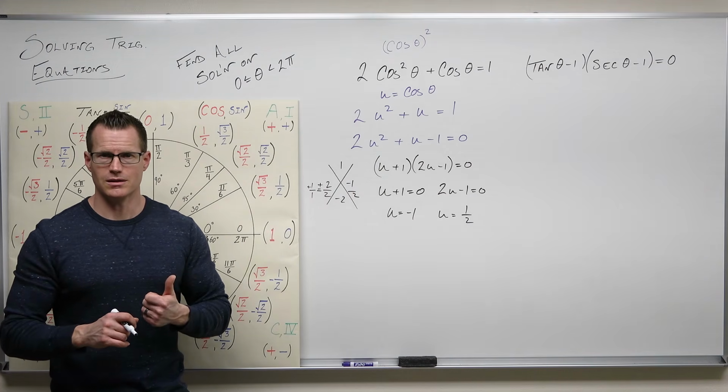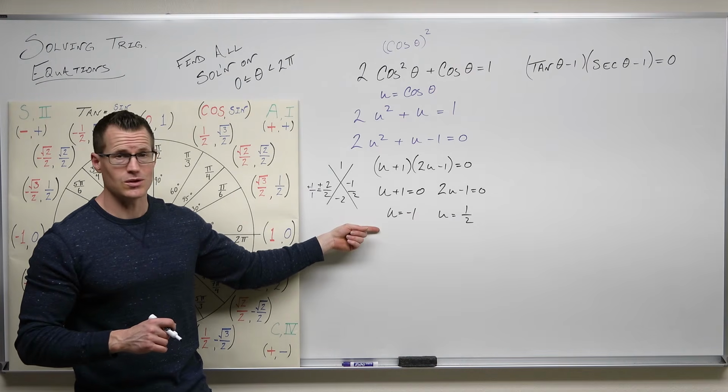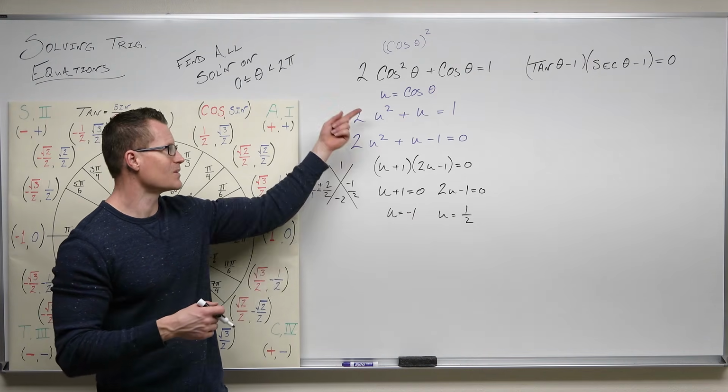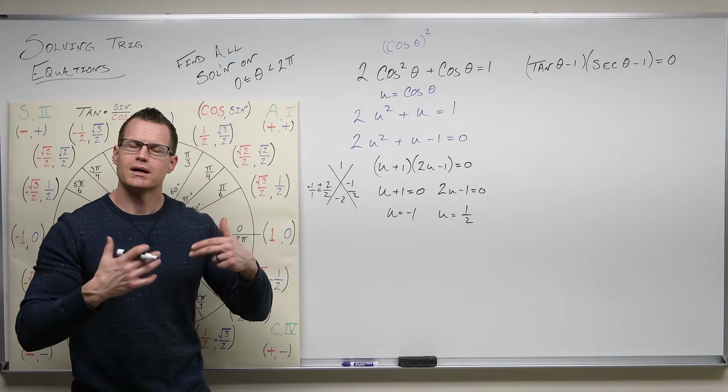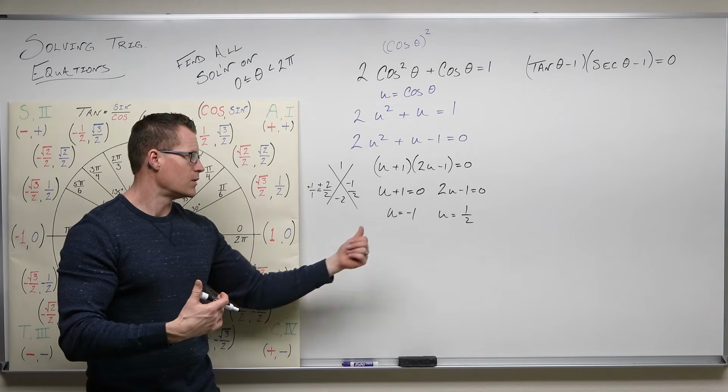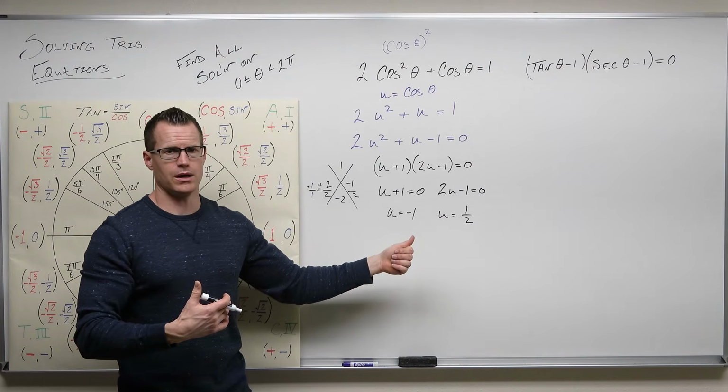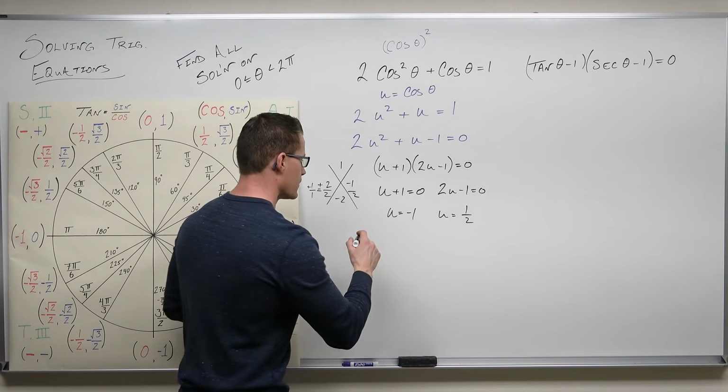Are you done? No, you are not. This is just in u. You don't want u. You want cosine theta. So because cosine theta is u, then cosine theta equals -1 and cosine theta equals 1/2.